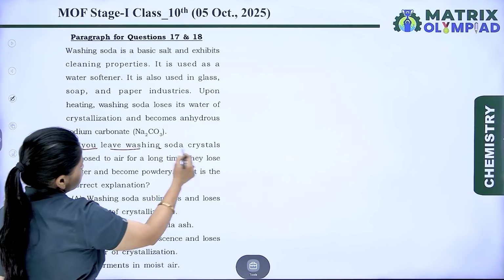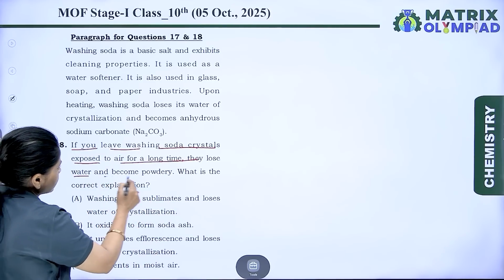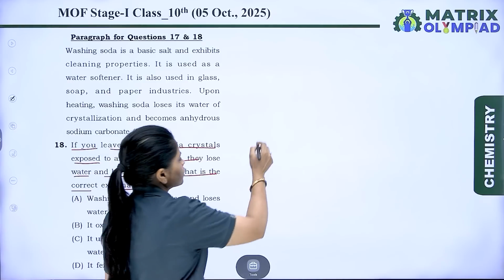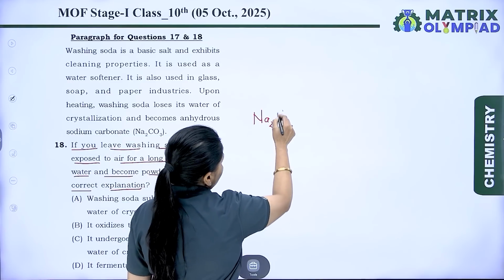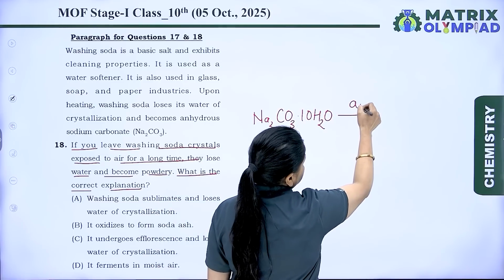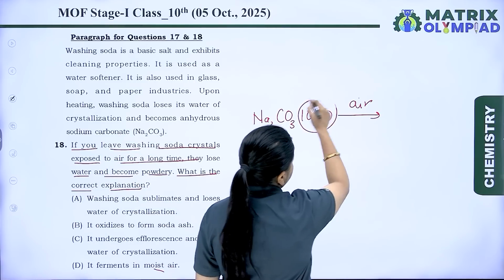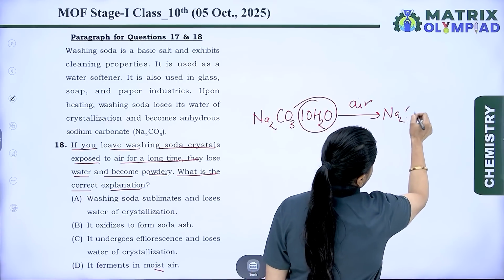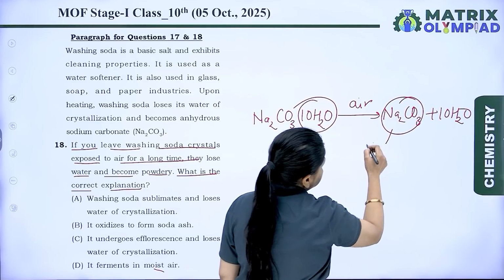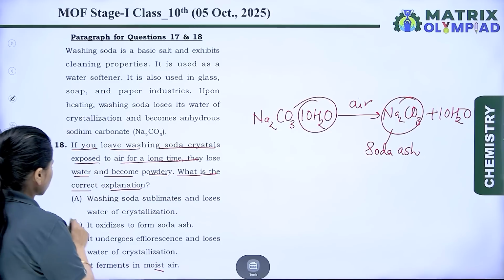If you leave washing soda crystals exposed to air for a long time, they lose water and become powdery. What is the correct explanation? Let's see what will happen when washing soda is exposed to air. It takes heat from its surroundings and loses its water of crystallization, and it becomes a powdery substance, that is soda ash. Let's find the answer from the options.